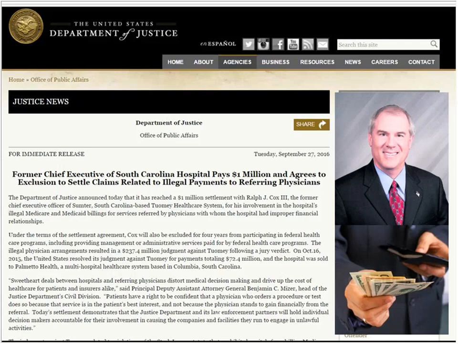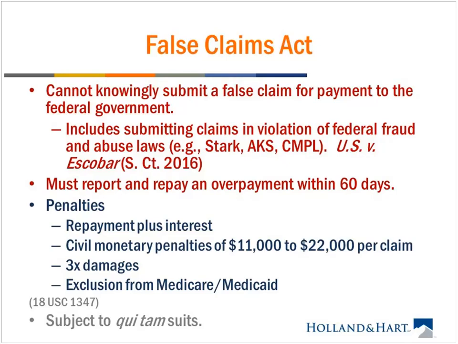So you who are working in the C-suite, you need to make sure that you are complying with these rules, because the government may come knocking on your door to get some of that money back. All right, let's talk about some of the laws and how they apply.